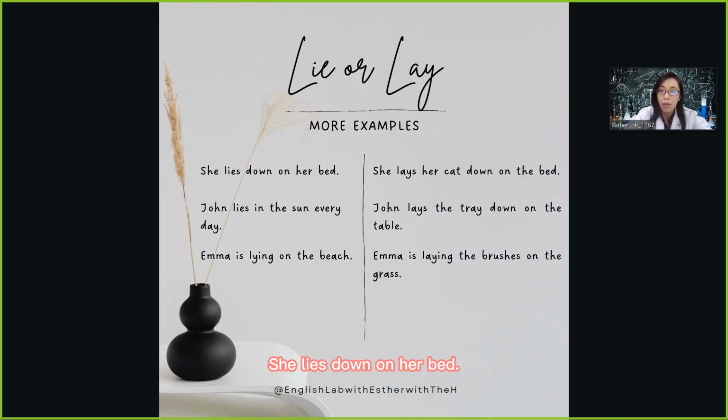She lies down on her bed. John lies in the sand every day. Emma is lying on the beach. She lays her cat down on the bed. John lays the tray down on the table. Emma is laying the brushes on the grass. Now, I have read all of these examples for you.